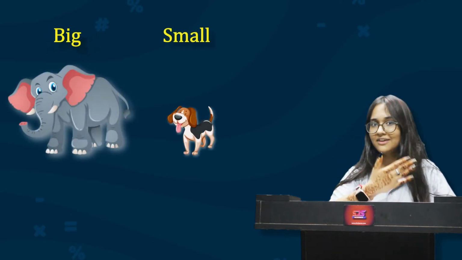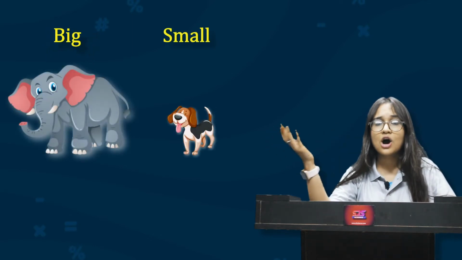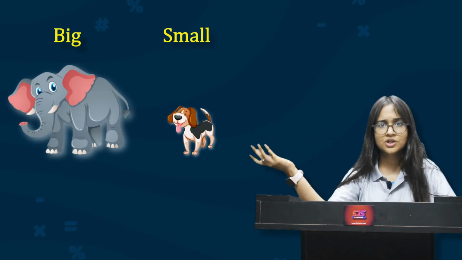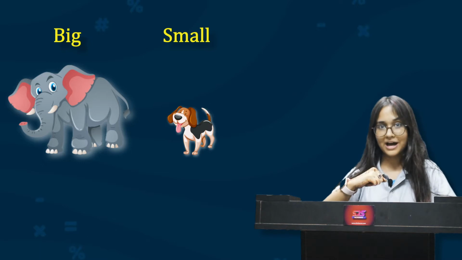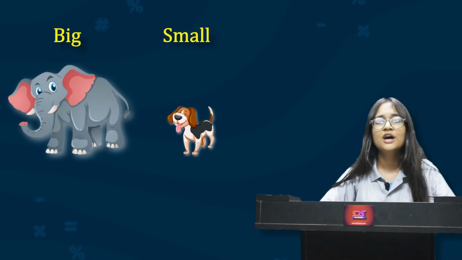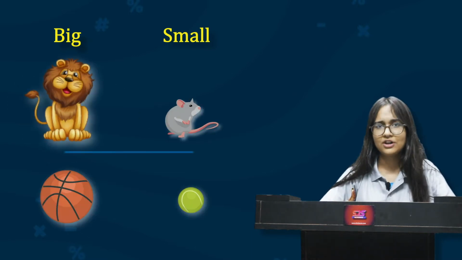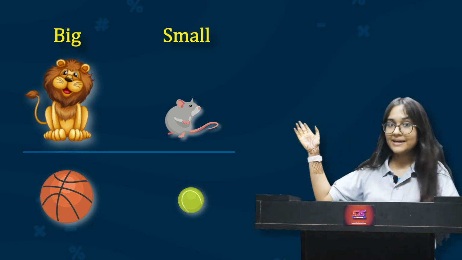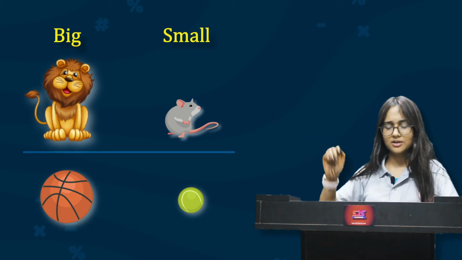Suppose you look at an elephant and then you look at a dog. Obviously elephant is bigger in size in comparison to the dog. हाथी बहुत बड़ा होता है comparative to the dog. Dog is very small in size. So this is the difference between big and small. Now we'll have a look at some of the pictures and we'll see which of the pictures are big in size and which are small in size.